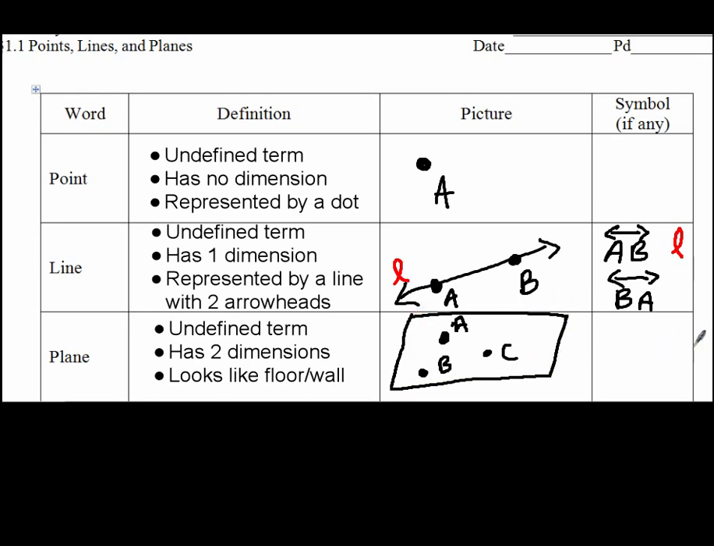Now, sometimes in the corner, you might see a capital letter written, and that's one of the things that's going to differentiate a plane. In a plane, you'll see a capital letter in the corner, so you could call this plane M, or you could call it plane ABC. So these are our three undefined terms, point, line, and plane, and for each one of them we want to know symbolically what our representation would be and what they'll look like in a picture when we see them.